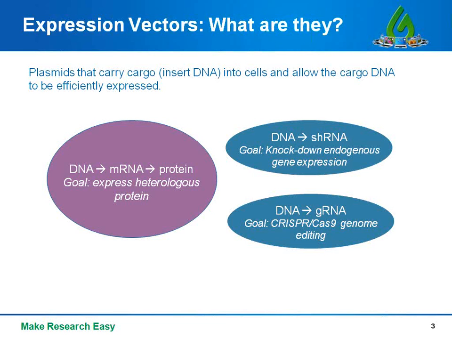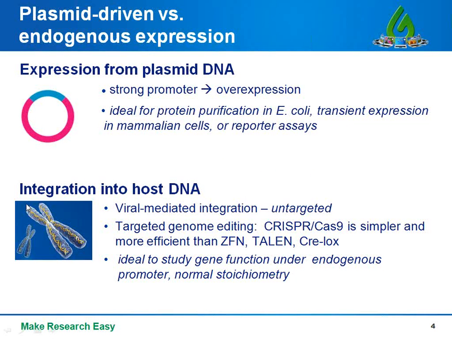Several vector components are necessary to achieve all of the steps leading to high-level expression of soluble, properly folded protein. So depending on the goal of your experiment, you need to decide whether you want your gene of interest to be expressed from an extrachromosomal plasmid or whether you want to integrate your gene into the genomic DNA of your host cell. If you want to express a protein at high levels in order to purify it, or if you want to do a reporter assay where overexpression driven by a strong promoter is appropriate, then expression from a plasmid is easy and can be ideal.